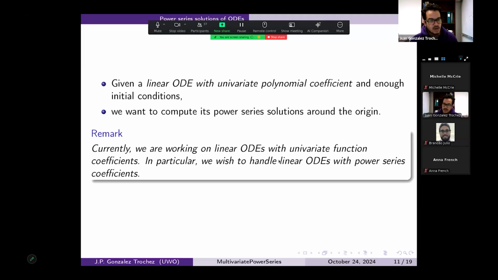The main goal of this part of our work was, given a linear ODE with univariate polynomial coefficients and some initial conditions, to compute the power series solutions of this ODE around the origin. It's important to mention also that we want to expand this to work with linear ODEs with univariate function coefficients. In particular, we wish to be able to handle linear ODEs with power series coefficients of our package around a point different from the origin.